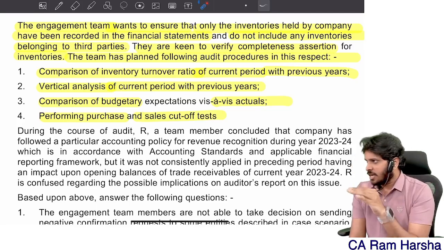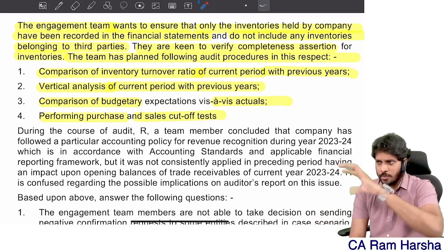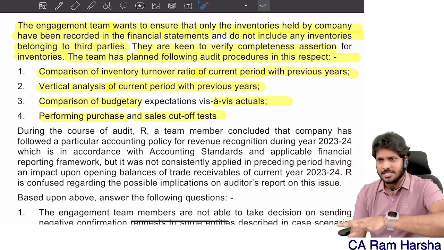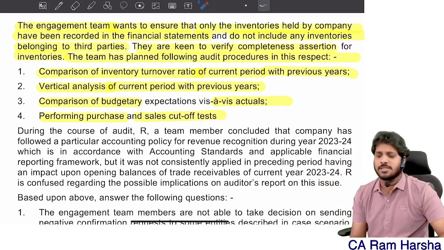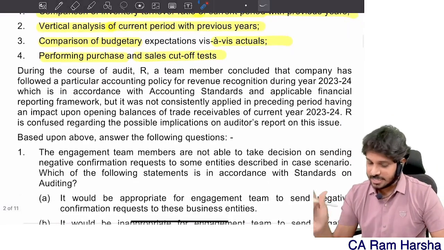Last year, how much it is. If there is a huge variation, we understand why there is a huge variation. Are they over recorded or under recorded? Completeness assertion also will be checked through this particular method. Fine, we don't know what the question is, we are just analyzing the case study.